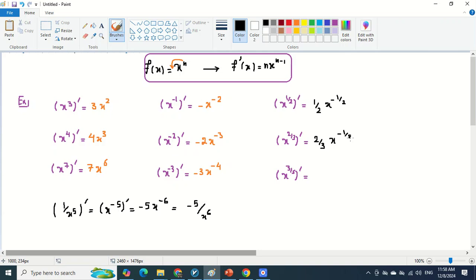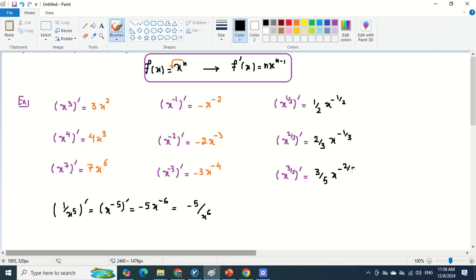So we have the same situation for the next example. 3 over 5 is the exponent of x. I just write it over here as a coefficient. Then x to the power of 3 over 5. I subtract 5 over 5, or 1, from the exponent, then the result is -2 over 5.